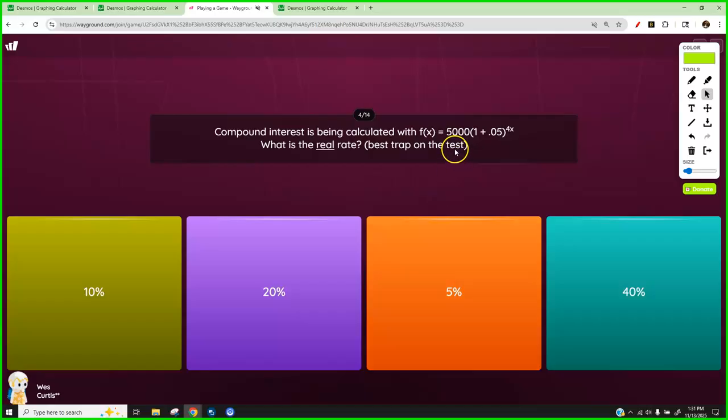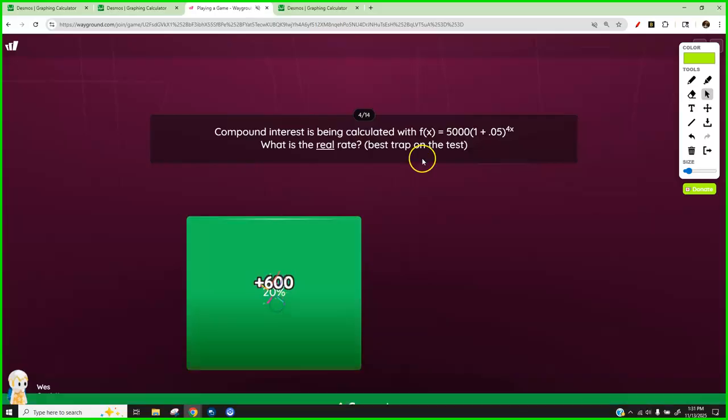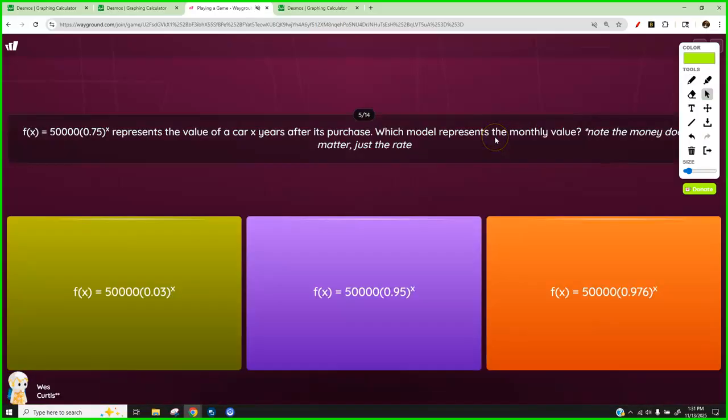Compound interest is being calculated. The starting point is 5,000. The rate appears to be 0.05, but it's compounding quarterly, hence the 4. Remember, there's supposed to be a 4 here, so somebody must have already divided. It must have used to be 20, because 20 divided by 4 would leave us at 5. That one was a little tricky.